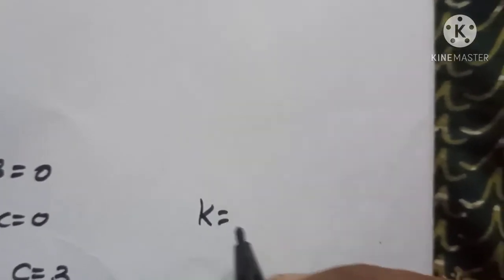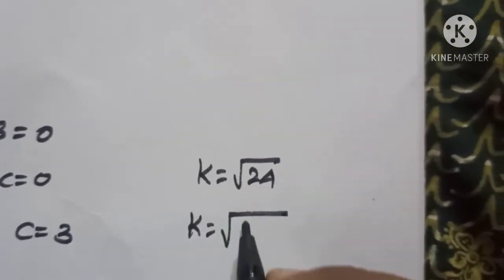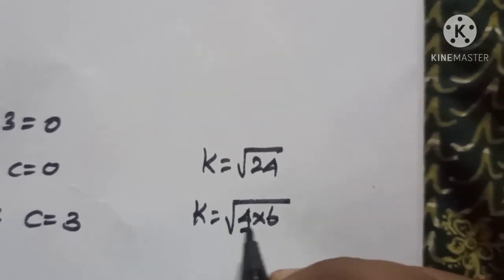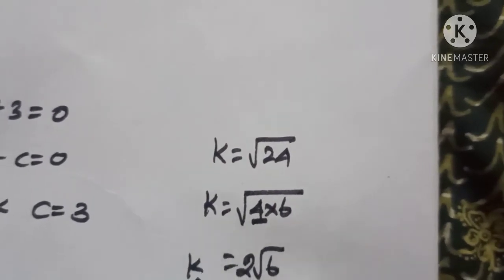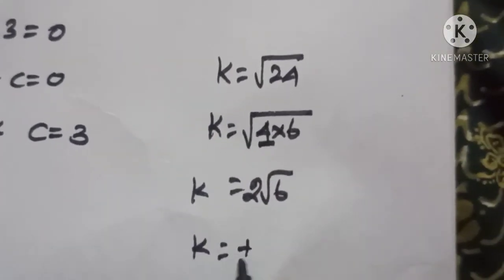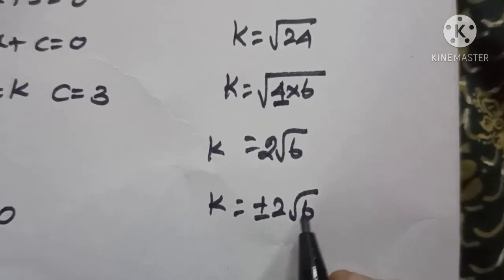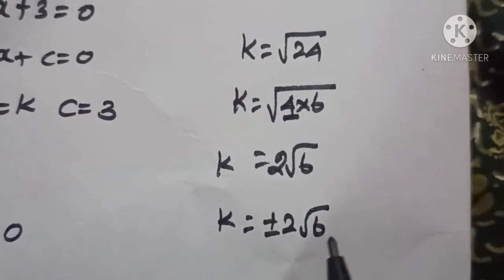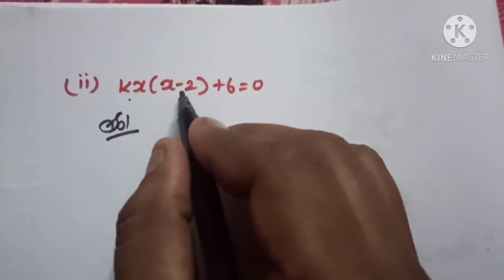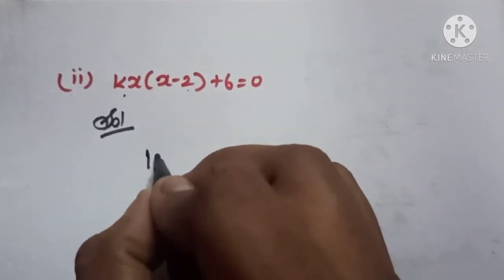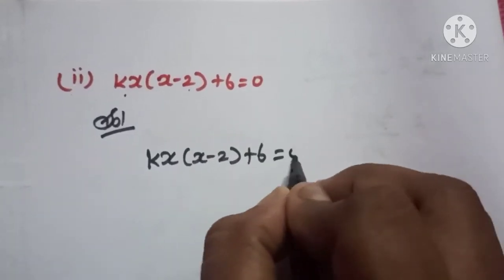So k is equal to square root of 24. Then 24 you can write as 4 into 6. So 4 you can take out of the square root, that is 2 root 6. So k is nothing but plus or minus 2 root 6. So plus 2 root 6 and minus 2 root 6 are the values. Now in the second question, kx into x minus 2 plus 6 is equal to 0.